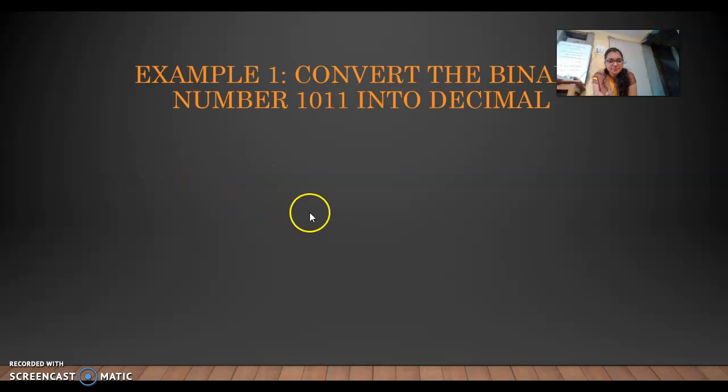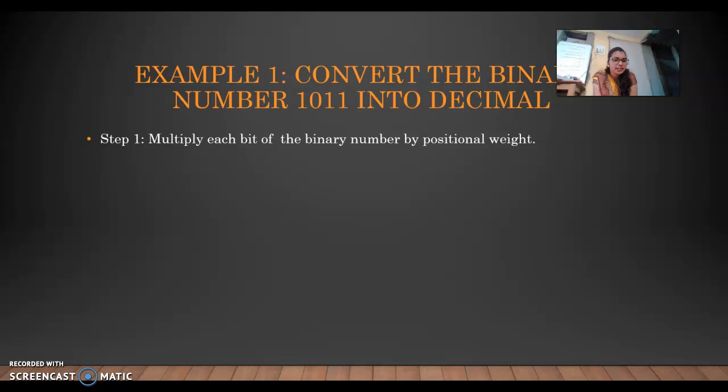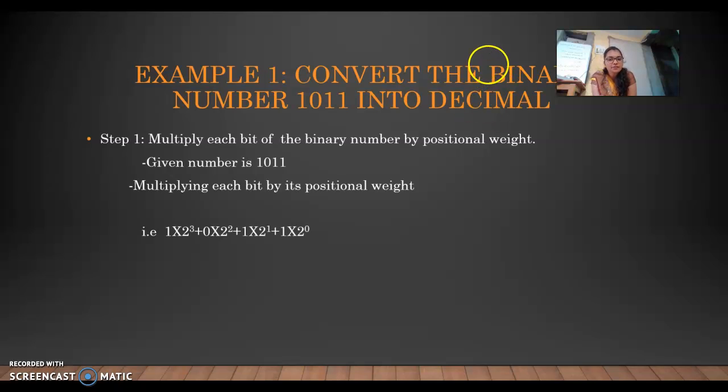Let us take an example here. The first example is to convert the binary number 1011 into decimal. What is our first step? Multiply each bit of the binary number by its positional weight. The given number is 1011, and while giving the weight, start from the LSB. LSB is your rightmost bit. Here the LSB is this 1. So we start: 1 into 2 to the power 0 plus 1 into 2 to the power 1 plus 0 into 2 to the power 2 plus 1 into 2 to the power 3.